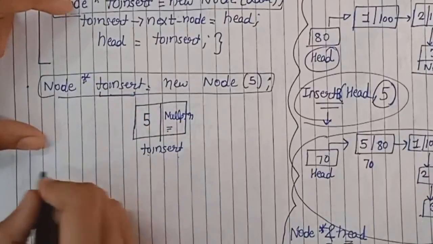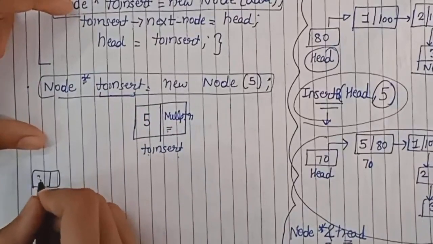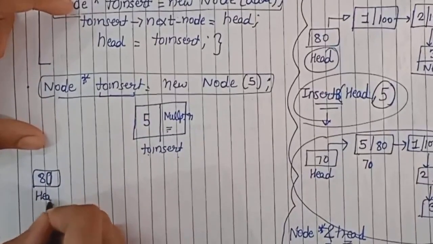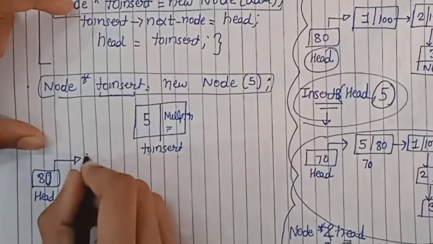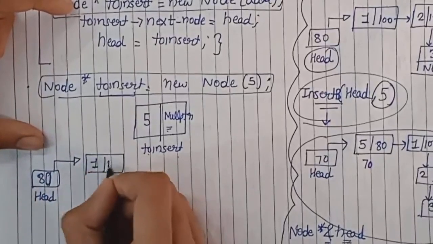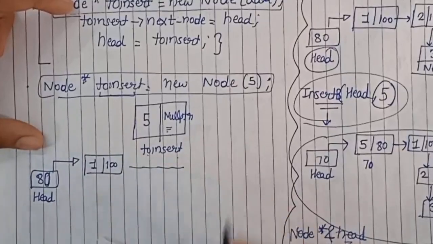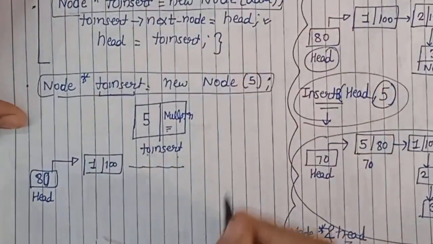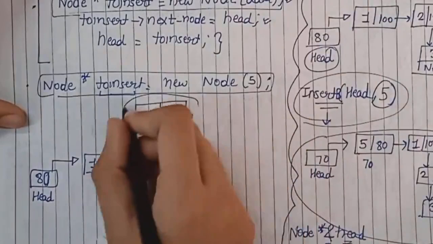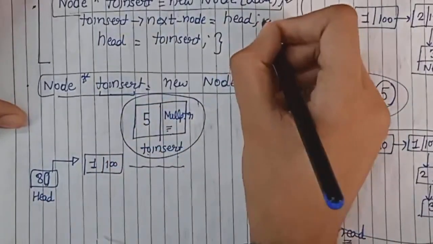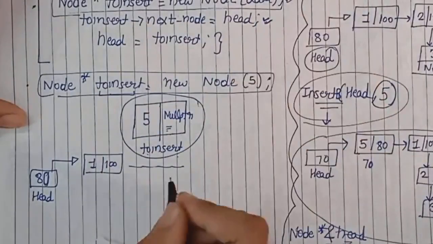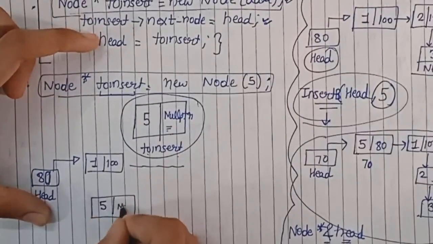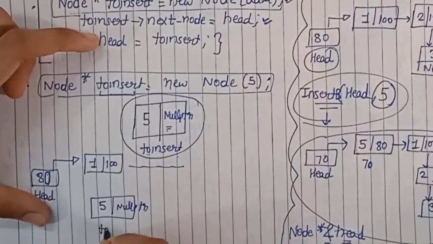And now our linked list, the address it was storing was, let's say, 80. It was the head pointer and my first node was 100, and so on was our linked list. So what is happening in this second line? From the first line this node is created, and now from the second line, this is my to insert node.